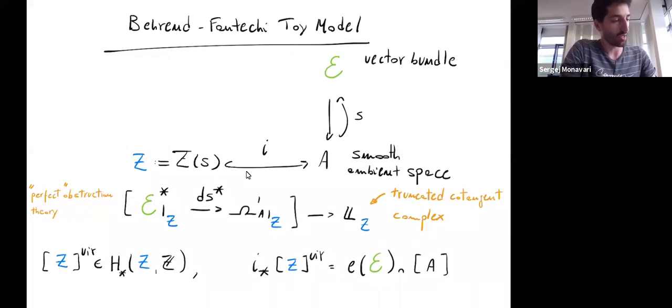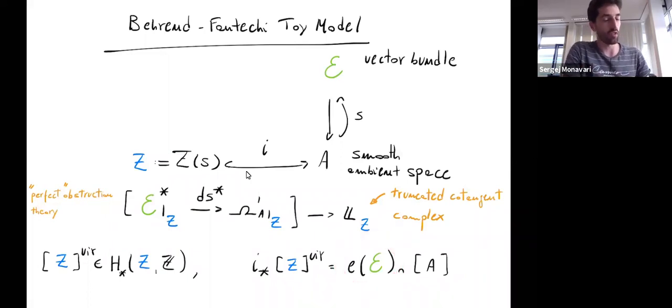The point is that usually the section will not be regular. So if you have some equations defining your Z, they will not be independent, which means that the dimension of Z will not be the one you would expect. It will not be the dimension of A minus the rank of the vector bundle. If that were the case, forget the virtual here, you would have a fundamental class in homology, and you would know how it pushes to the smooth ambient space. It would just be given by the Euler class of the bundle, and everything would be really nice.